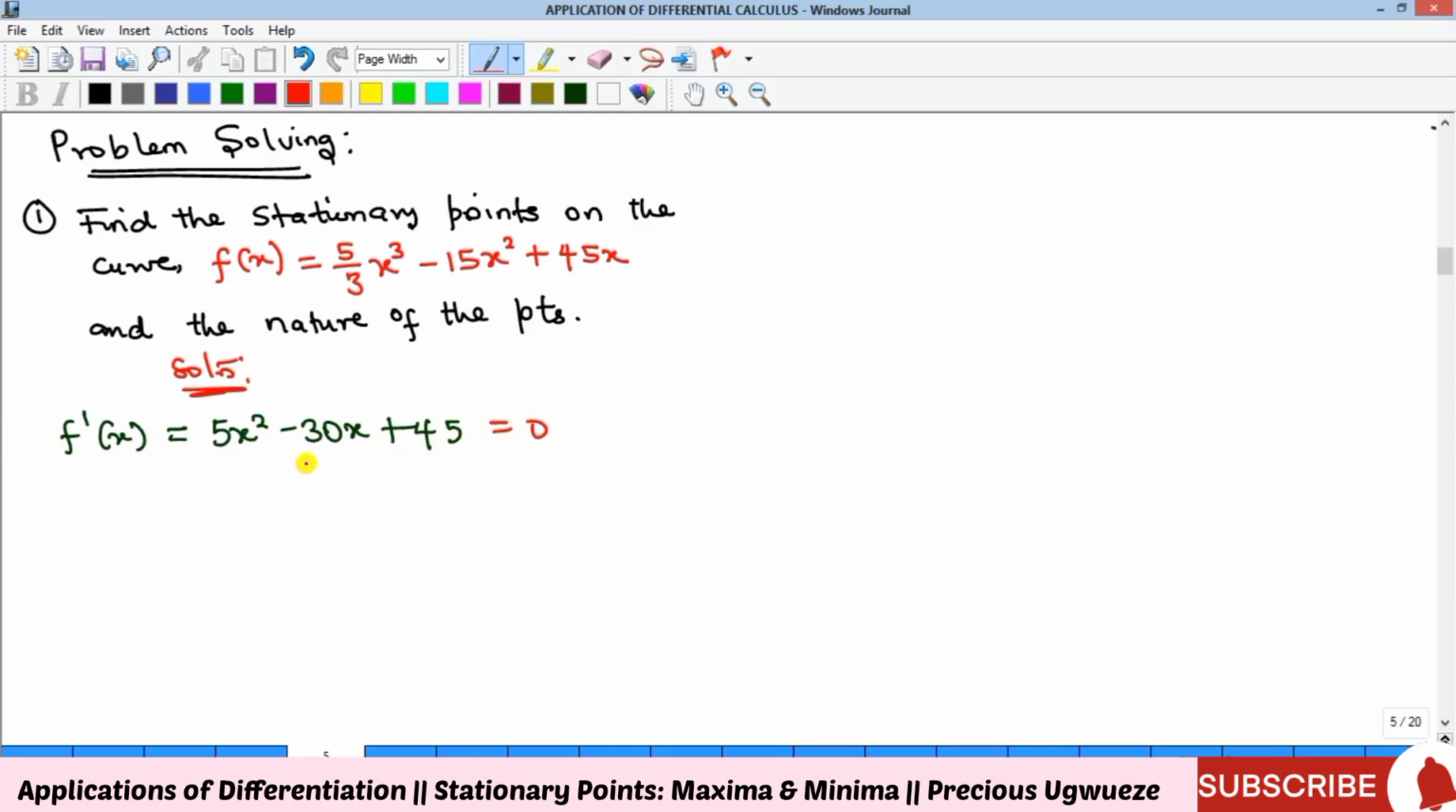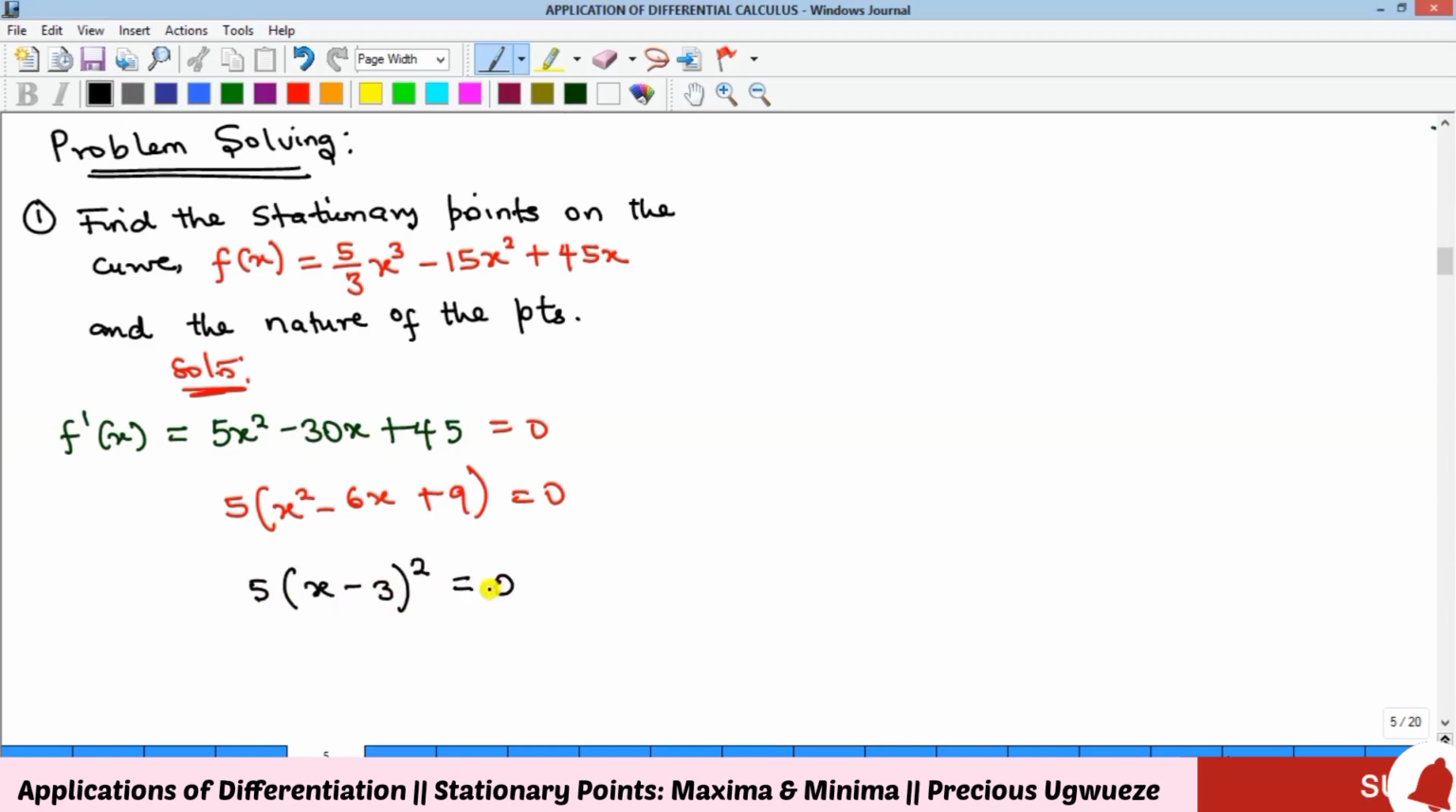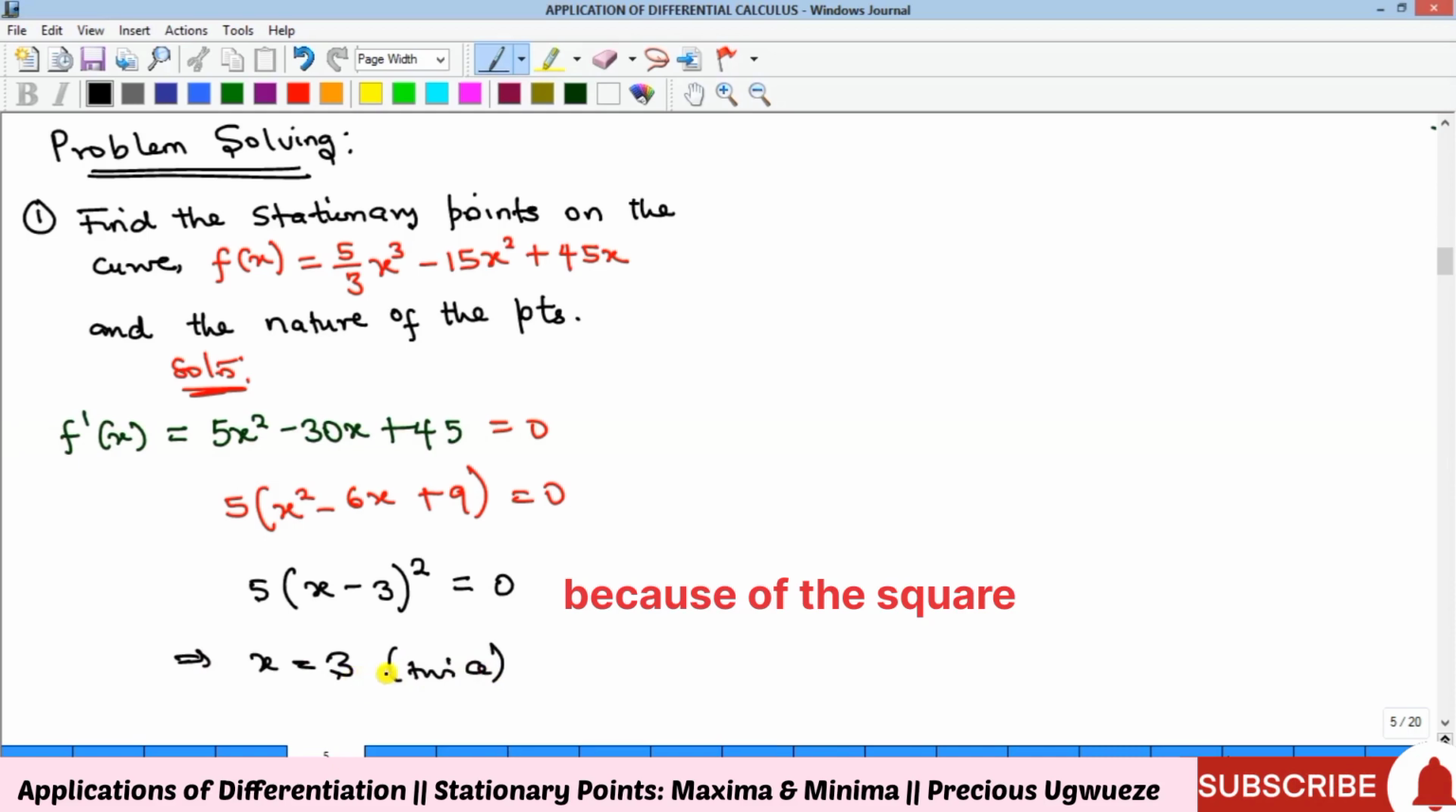Okay, so there is a common factor for all the terms here, and that's equal to 0. And so if you solve this quadratically, you are going to have that this is equal to 5, and that's equal to 0. So now here, to find the stationary points, all you need to do is to equate this to 0, and if you do that, you are going to have that your x is actually equal to 3, and it is going to be twice. That means you have the same root twice. This is your stationary point.